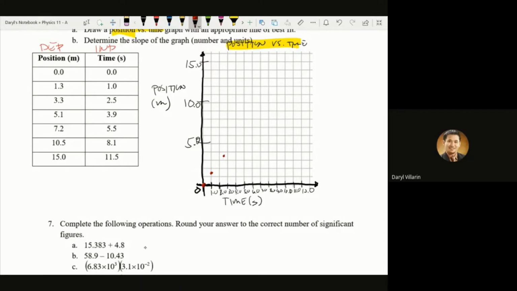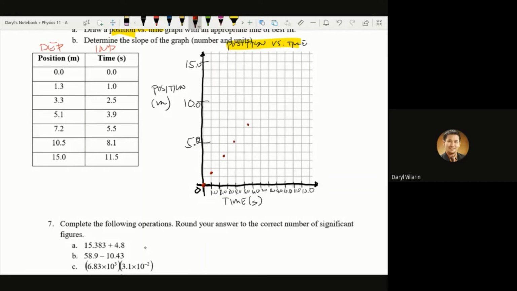And then 3.9. 3.9 is close to 4. So I can approximate that one, this line here. And then that's 5.1. So just a little bit over 5. Okay. So that's my next point. 5.5. 5.5 is between 5 and 6. And that's 7.2. So 7.2 is just a little bit over the value of 7. And then time of 8.1. So 8.1 is just a little bit over this line here.